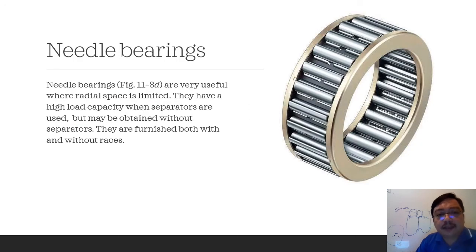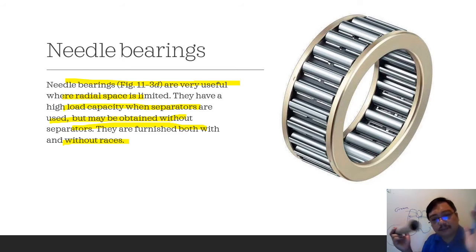And then the needle bearing, useful where radial space is limited. They have a high load capacity, and use might be obtained without separators, furnished both with or without races. This is called the needle bearing, for radial space. Meaning that if space is very limited, and the structure is very limited, you have to use the needle bearing.